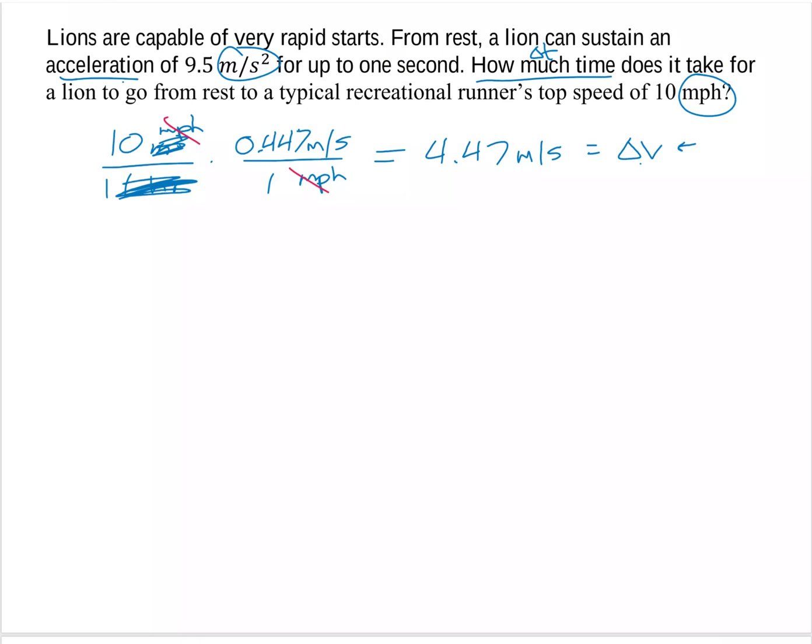Acceleration in the x direction equals delta v over delta t, and this would be delta v_x. Now we're trying to solve for delta t, so that's what we're going to do. First thing I'm going to do is multiply both sides by delta t. So I have a_x delta t equals delta v_x.